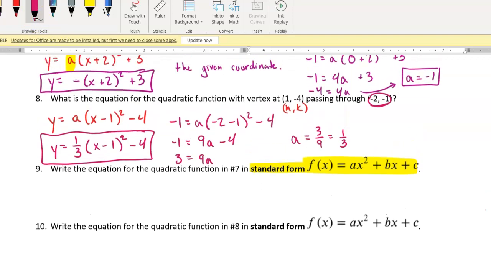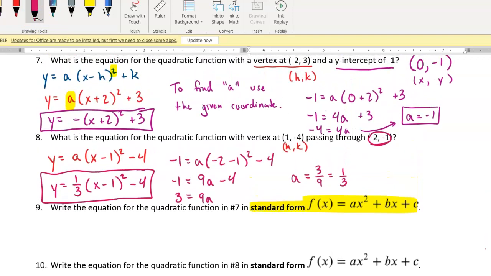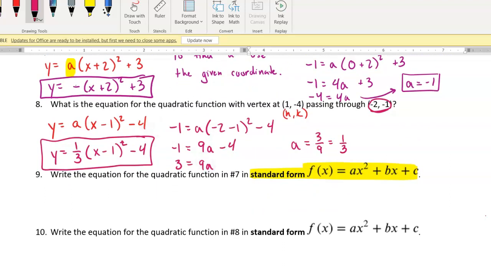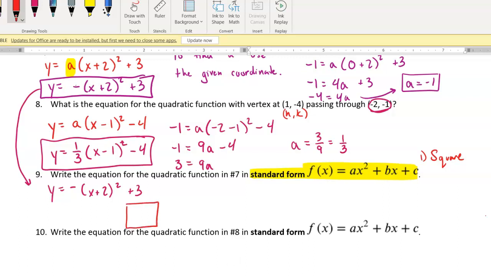So this one is asking us to write the equation from number 7. So number 7, we had this equation. And there's a process we're going to follow. The first step is we're going to square it. Now squaring means we multiply it times itself. Squaring does not mean that we distribute the square inside the parentheses. That is not what we do. We have to multiply x plus 2 times itself.